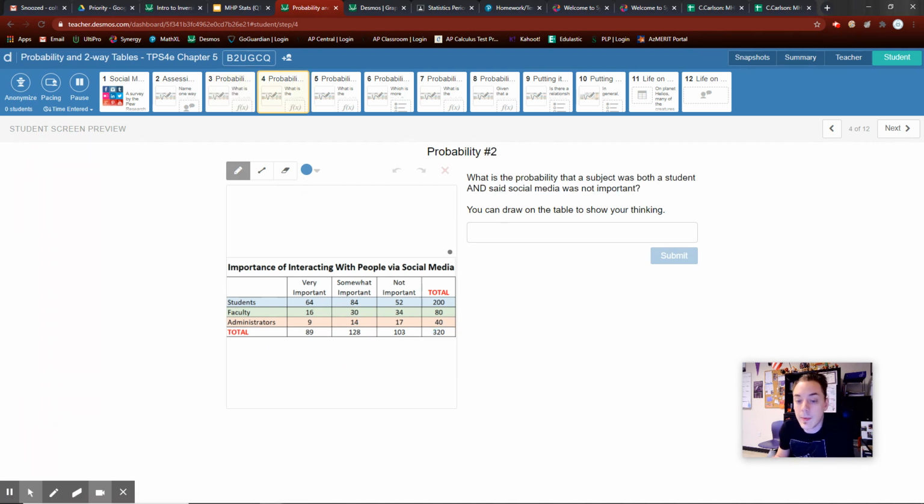Sweet. Probability 2, what is the probability that the subject was both a student and said that the social media was not important? Okay? Both the student and social media was not important. So both the student is 200, but out of 320, so I'm going to write that. So 200 out of 320. But since it's an and probability, that means I need to multiply. That social media was not important. Social media was not important, so 52, okay, out of 320.